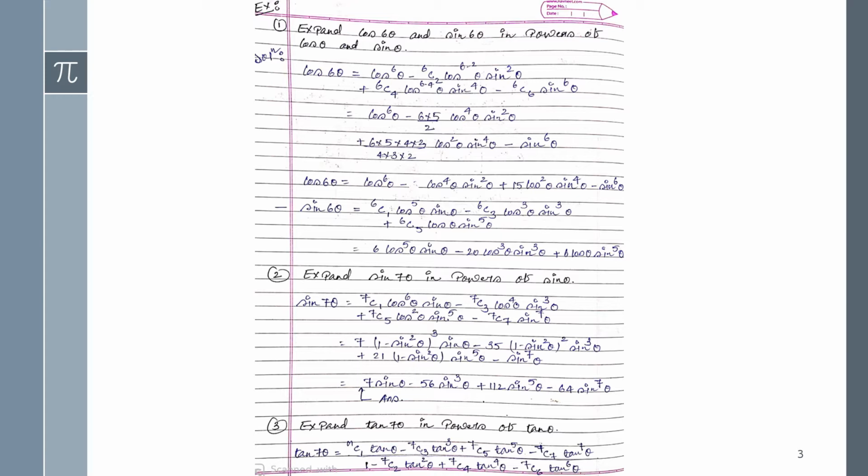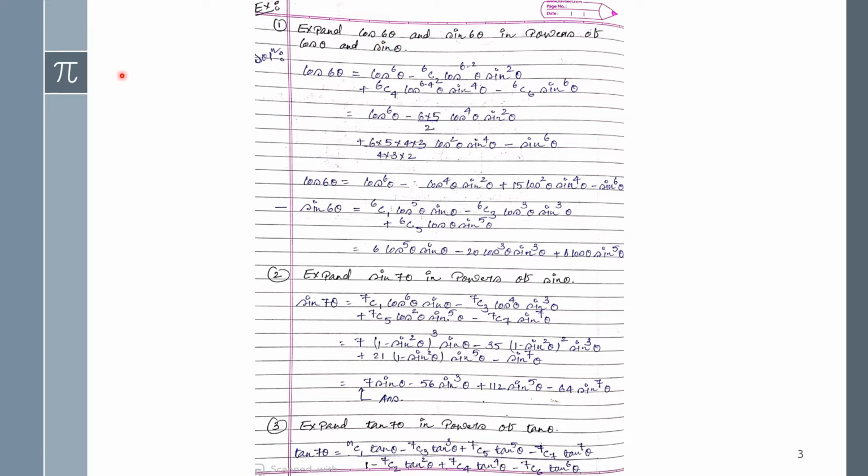So here I have written the first question of the expansion: expand cos 6 theta and sin 6 theta in powers of cos theta and sin theta. As we have discussed in the theory, in this method you are going to convert sin n theta and cos n theta into the form of sin theta and cos theta, and for that we have proved three formulas for sin, cos as well as tan n theta. So all these concepts we will use here.